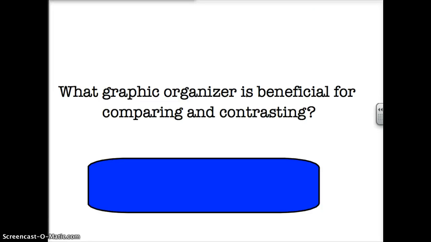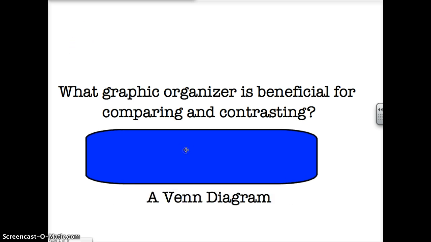What graphic organizer is beneficial for comparing and contrasting? Talk to your team to determine the graphic organizer that is most helpful when charting likenesses and differences within two topics. If you and your team said Venn diagram, you are exactly right.